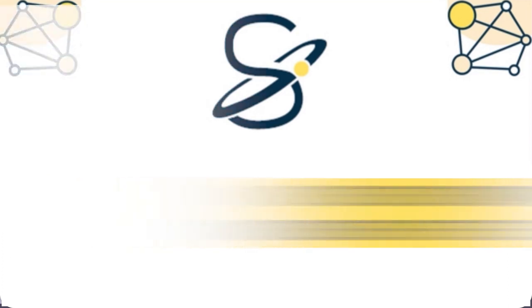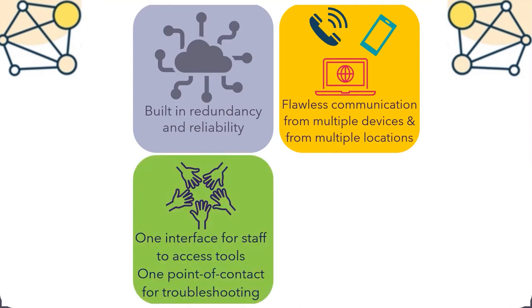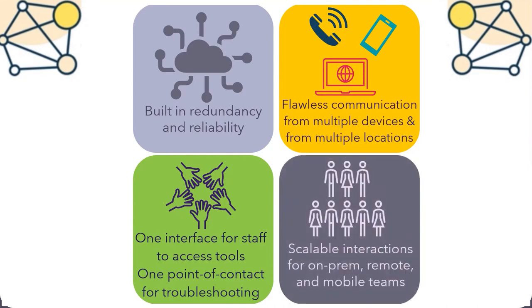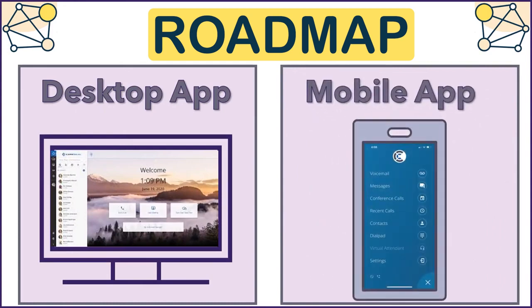platform that has built-in redundancy and reliability, provides flawless communication from multiple devices and from multiple locations, offers staff one interface to access tools and one point of contact for troubleshooting, and gives you scalable interactions for on-prem, remote, and mobile teams. Today, we will go over how to use the desktop and mobile app to stay connected to your people. We'll go over settings, setup, and other features in both your desktop and mobile app.